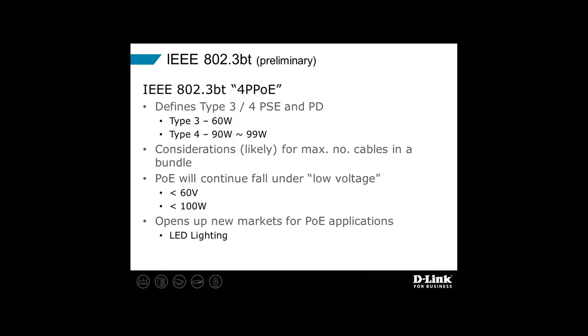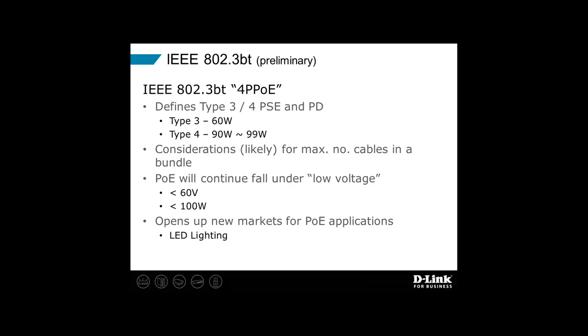So a little bit more on BT, 4-pair power over Ethernet. I didn't mention types 1 and 2 earlier when we talked about 802.3af and at. The new standard will define 2 new types of PSE and PD, type 3 and type 4. Type 3, in all likelihood, achieving 60 watts at the PSE interface, and type 4, somewhere between 90 and 99 watts, I believe, is what they are looking to do in the IEEE standard.